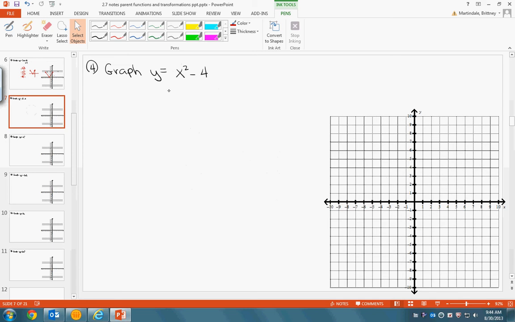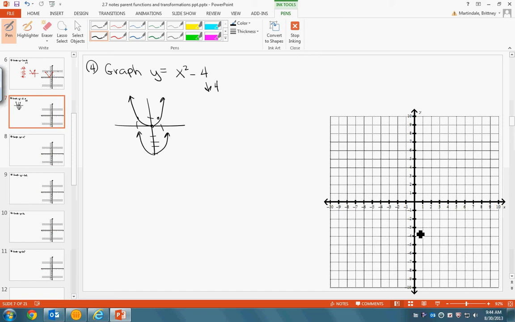Number 4, graph y equals x squared minus 4. So let's go back to our original problem. The parent graph of this is x squared, which we already know looks like this. This is our parent graph. So if it's minus 4, not inside of here, that's going to be down 4. So if you're just sketching it, you can just go down 4 and that's it.